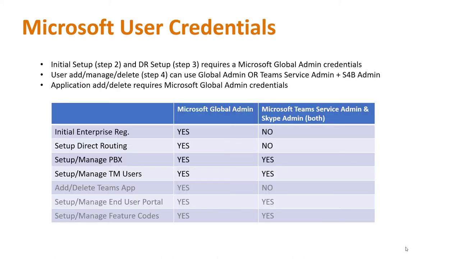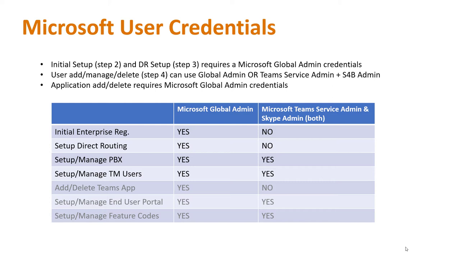Microsoft user credentials that participate in setting up the connection with the PBX and Microsoft calling, there's two of them. There's the global admin, which is the overall admin authority in a Microsoft enterprise. And there's a delegated admin called Teams Service Admin and Skype for Business. Both of those have to be selected for the role of that user. This chart shows what each of those admins can do as they interact with the setup of TeamMate.